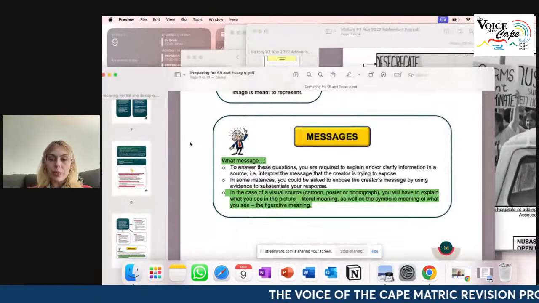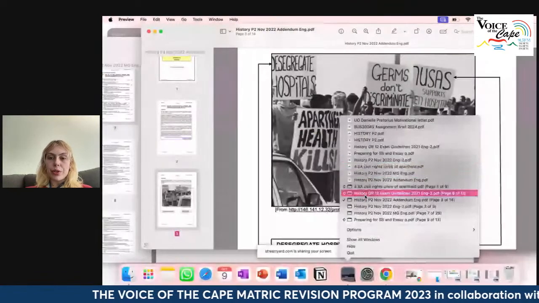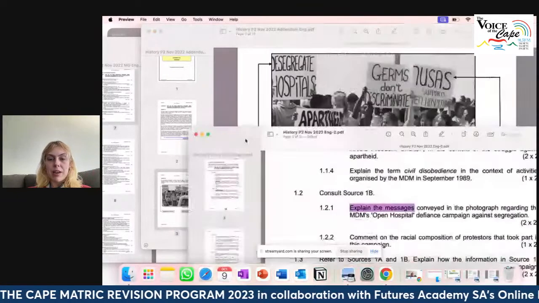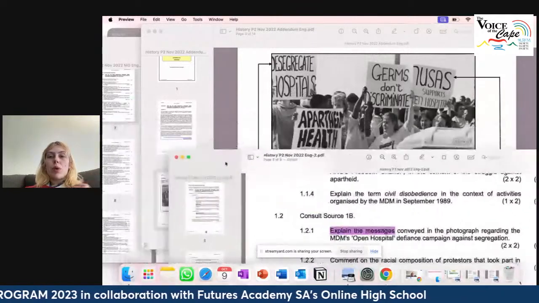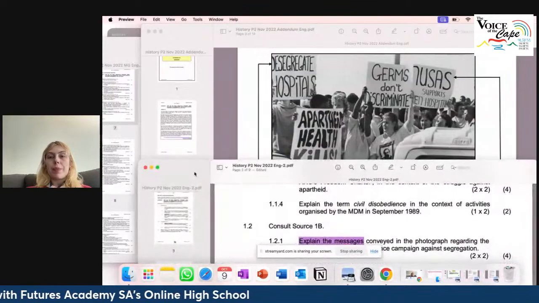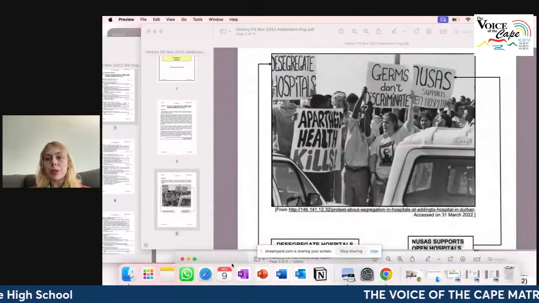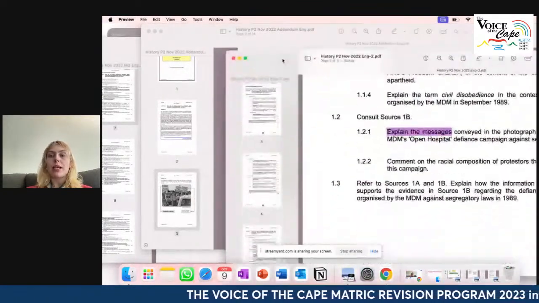the turnout looks, what they're talking about. So the first thing that I would do is I would discuss what I'm seeing physically. So we're seeing a lot of people protesting, people of different races. They're holding up boards like desegregate hospitals, NUSAS supports open hospitals, germs don't discriminate.